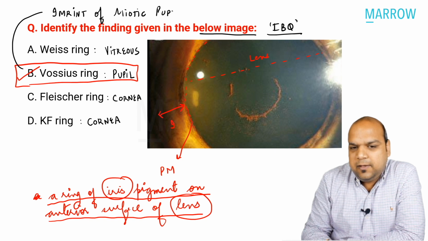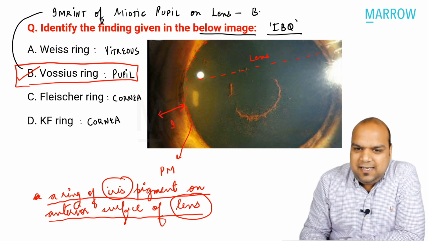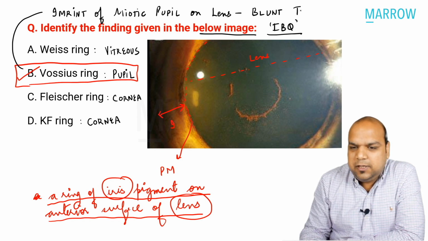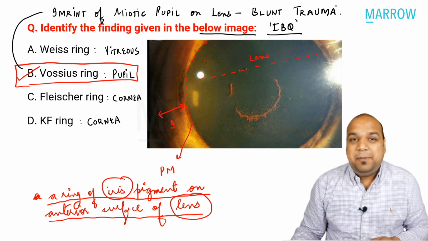Yes, on the anterior surface of the lens, seen as a finding of blunt trauma. As I always explain, it is like stamping, everybody.